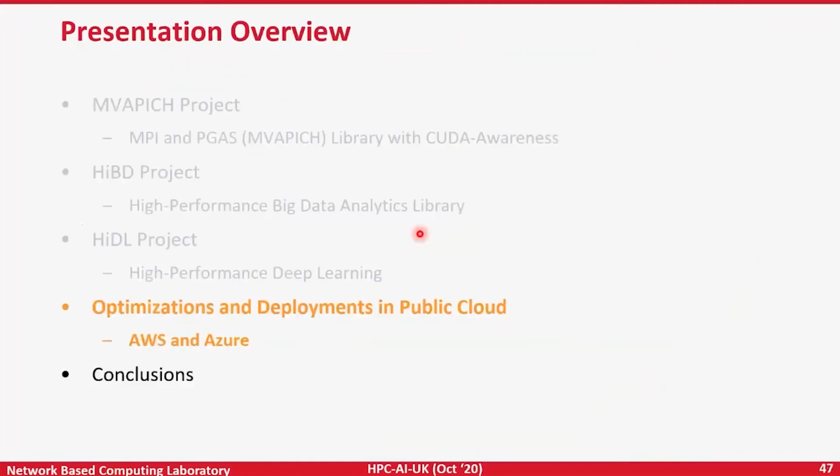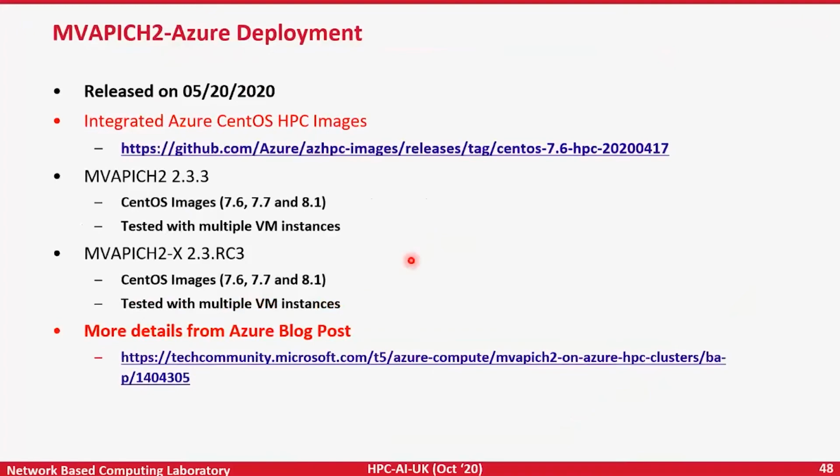Gradually we are trying to push our solutions to the cloud. We have been working with both AWS and Azure. If you take a look at Azure, some of you know they directly use InfiniBand with virtualization. Our solution has actually been integrated, so if you have an Azure account, you get these images directly. As we make the release in a few months, we will work with them and push it there.